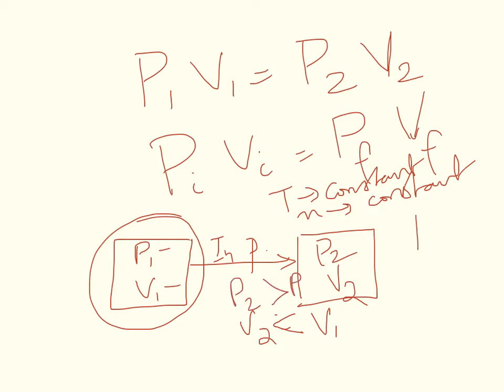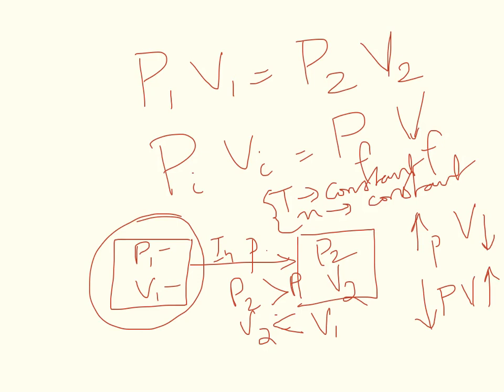So if you increase pressure, volume decreases, and if you decrease pressure, volume increases. That's what we mean by inversely proportional. Okay, but again, the condition is that the temperature and number of moles of the gas are constant.